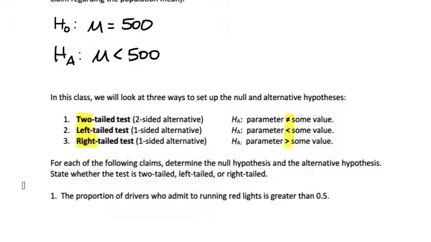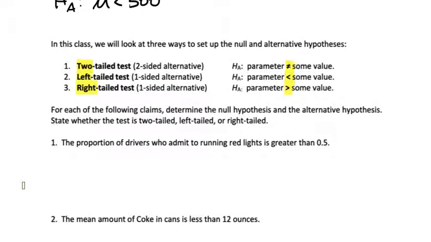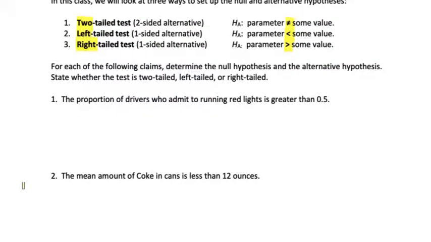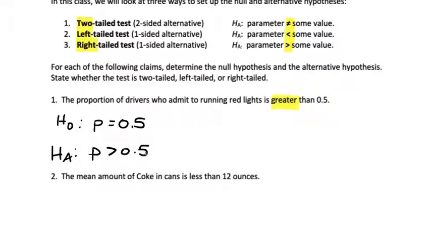So now we're going to determine the null hypothesis and the alternative hypothesis and state whether the test is two-tailed, left-tailed, or right-tailed. So number one is the proportion of drivers who admit to running red lights is greater than 0.5. So my null hypothesis is that the proportion is equal to 0.5, and my alternative hypothesis is that it is greater than 0.5. And since it's greater than, this is going to be right-tailed.